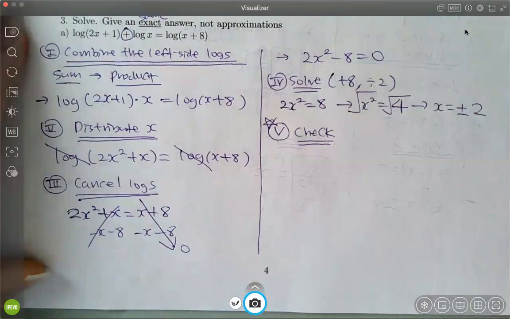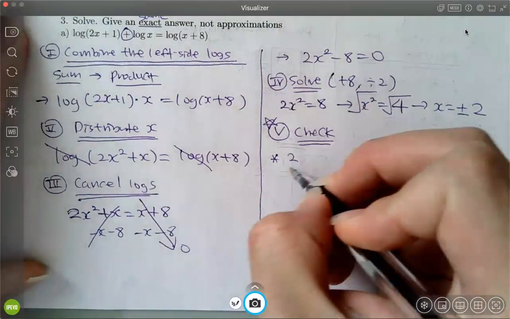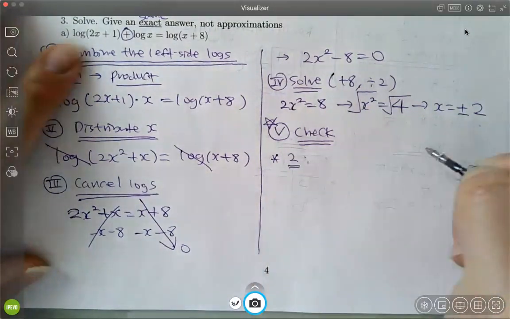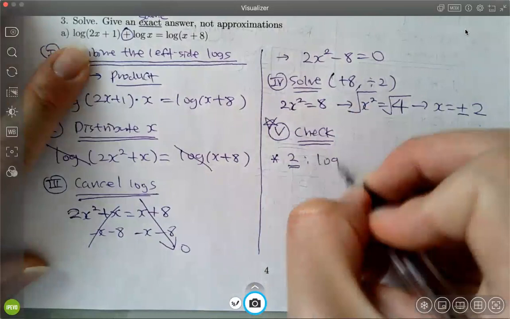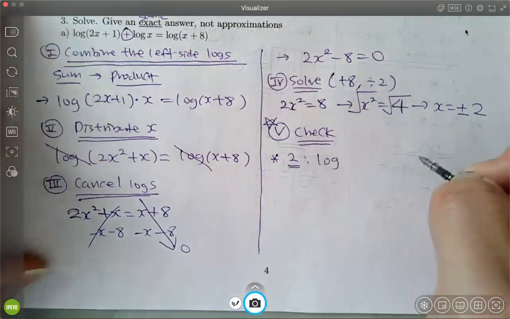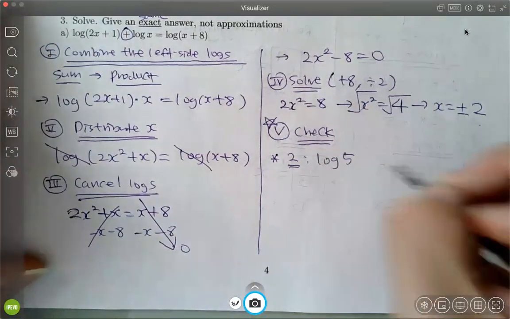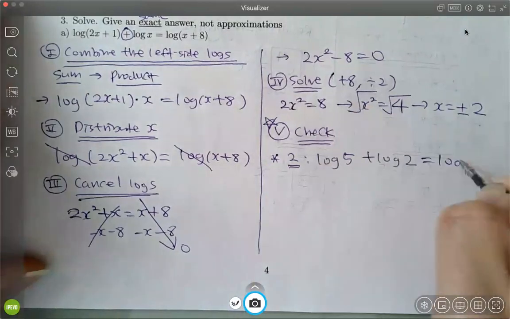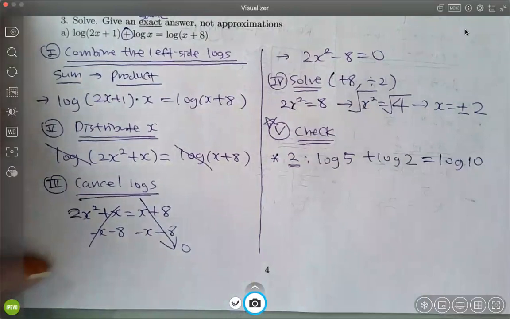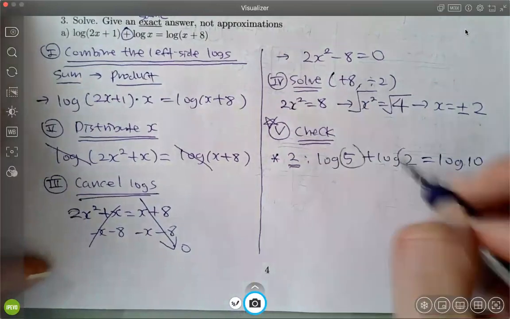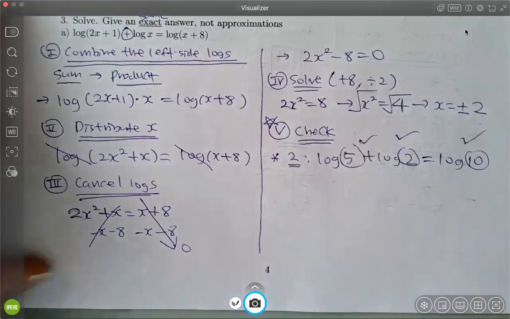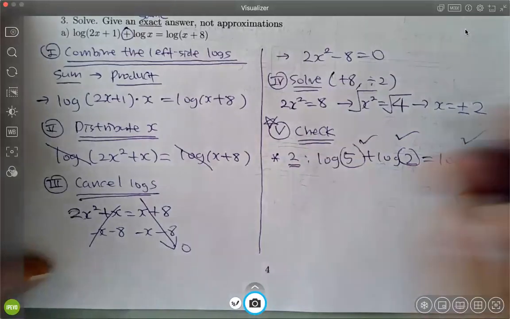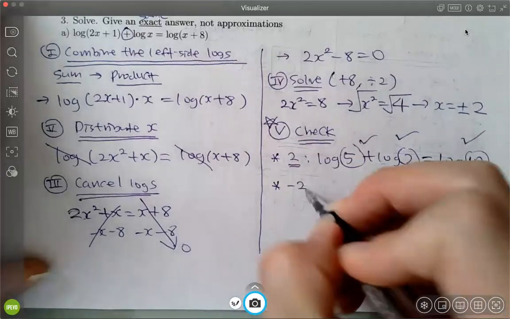Okay, so plug each number into the original equation. So start with 2. So what do you get? Log of 2 times 2 plus 1. So that's what? 4 plus 1, so that's 5. And then plus log 2 is equal to log of 10, 2 plus 8. Well, all of these are positive numbers. So that looks good.